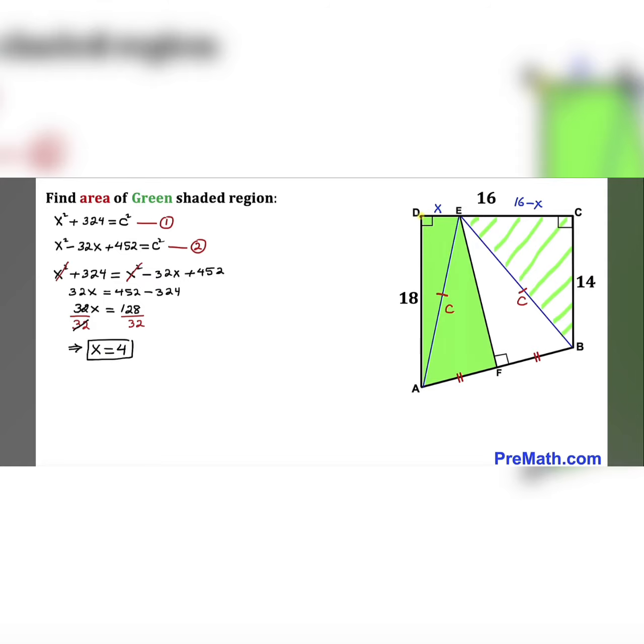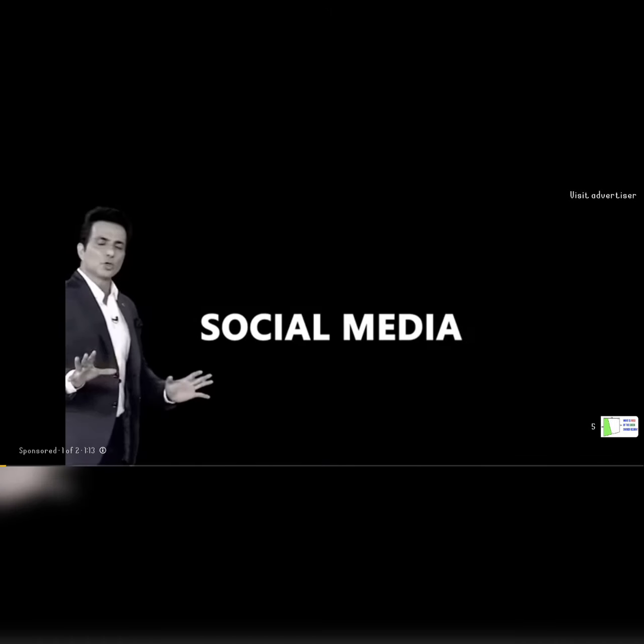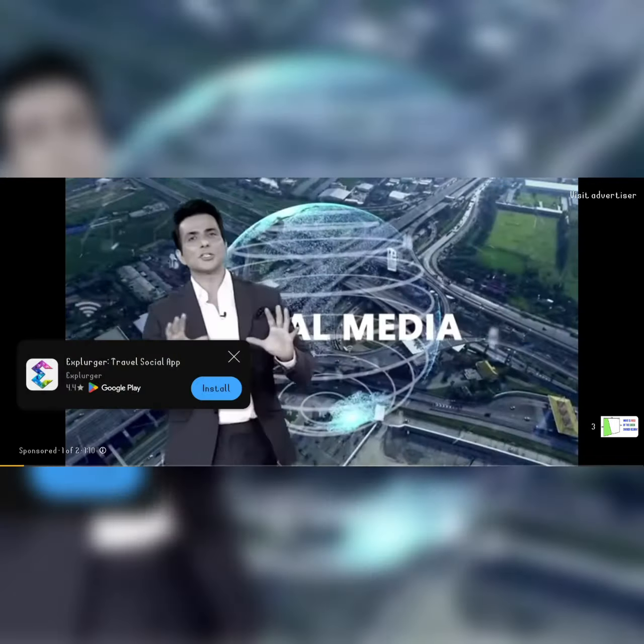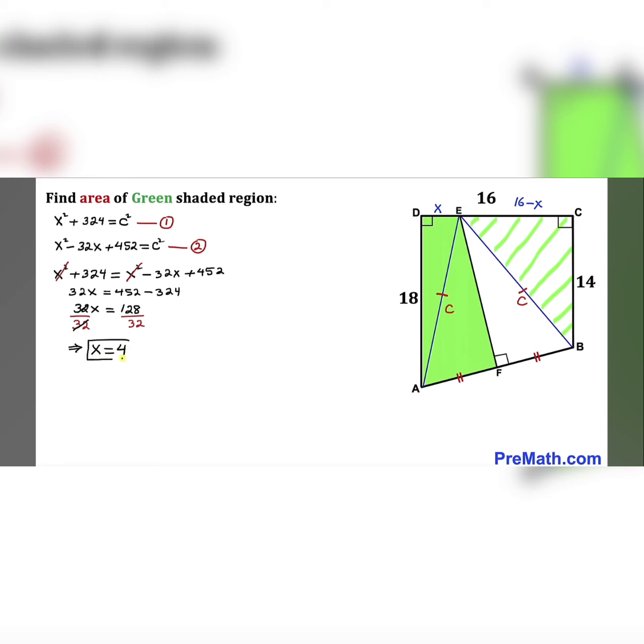So this segment turns out to be 4 units. So this segment DE is going to be 4 since x equals 4, and this segment EC is going to be 16 minus 4, which gives us 12.